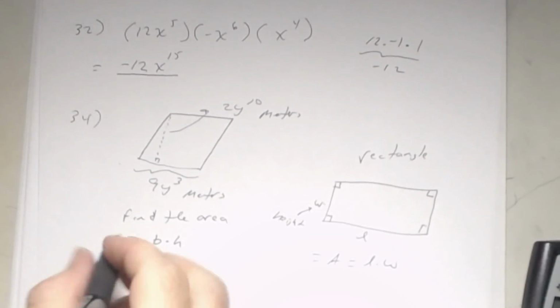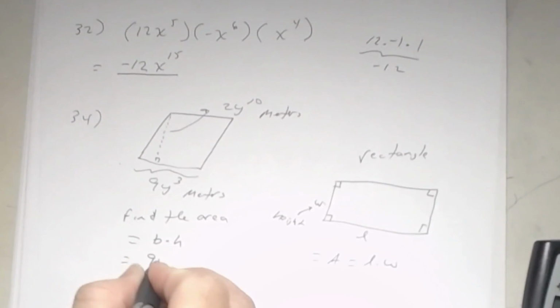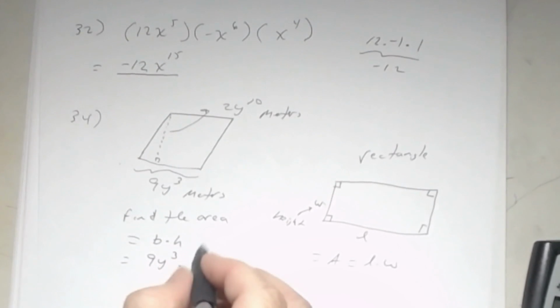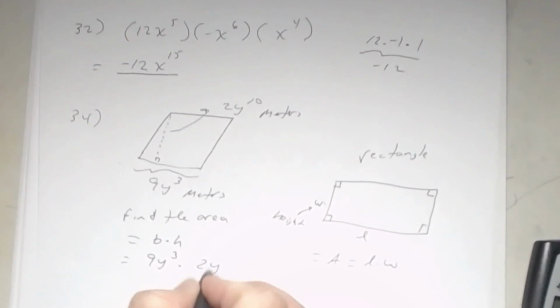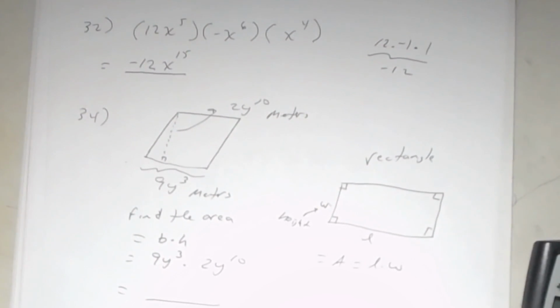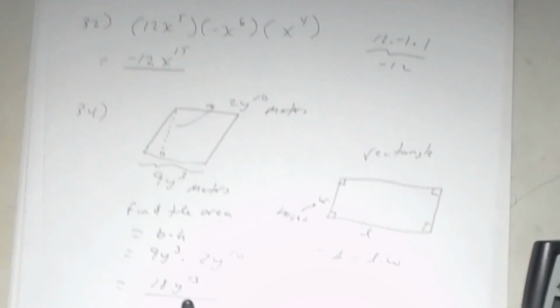So what's the base here? 9y cubed. What's the height? 2y to the 10th. So what's the answer? 18y to the 13th. Okay, 18y to the 13th. Now, let's talk about the units, because in MyMathLab they may ask you about the units or they may already have the units there. If it's multiple choice, they're probably going to have the correct units and the wrong units.